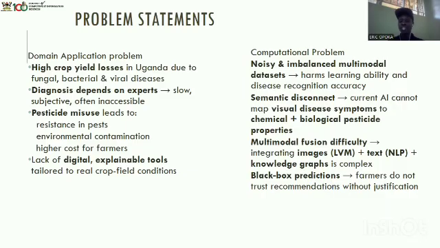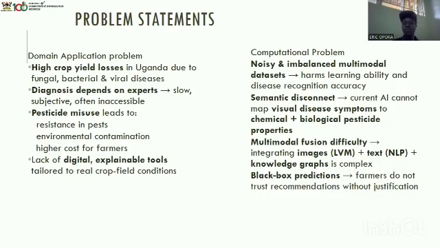So pesticide misuse: in most cases, people don't know the right point to apply. In this case, our system also provides the right point to apply a particular pesticide to the pest. So next, lack of a digital explainable tool. We have people who don't have a digital explainable tool. In this case, you install it on your device, then you access it from anywhere. So we have the digital explainable tool now at your fingertips.